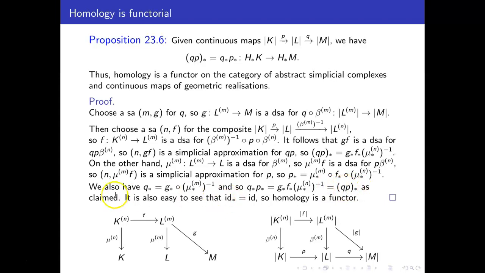So that's the main thing we're supposed to claim. And also for functoriality, we should say something about identities, that the map induced by the identity is the identity, but that's straightforward. I won't give any more detail about that here. So this is proving that homology is a functor as claimed.